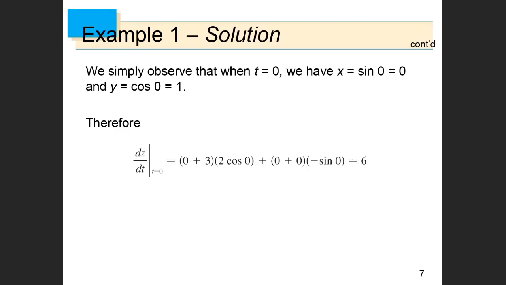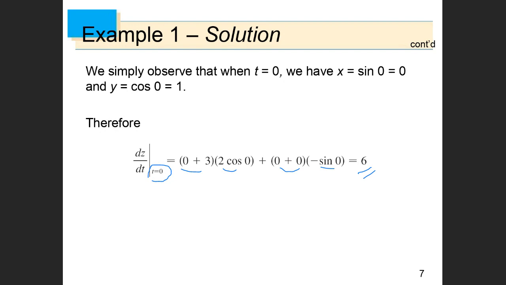Okay? So this way, you see with the substitution now at t equals 0, what you got here is 0 plus 3, as we just explained, times 2 cosine 0, plus 0 plus 0 times sine 0. So you end up with the value of the derivative at 0. Is that okay for everyone? Is it clear for everyone? Any question? Clear? Okay.